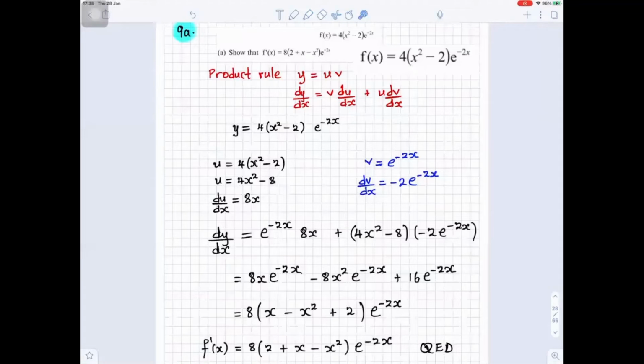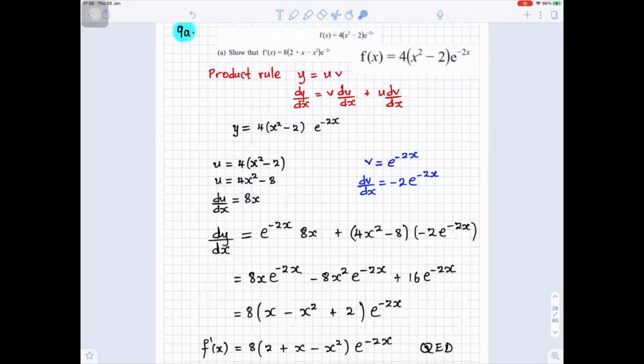So to differentiate, we're going to use the product rule. y equals u times v, and it says dy over dx is equal to v times du over dx plus u times dv over dx. Since our y is equal to 4(x squared minus 2) times e to the minus 2x.